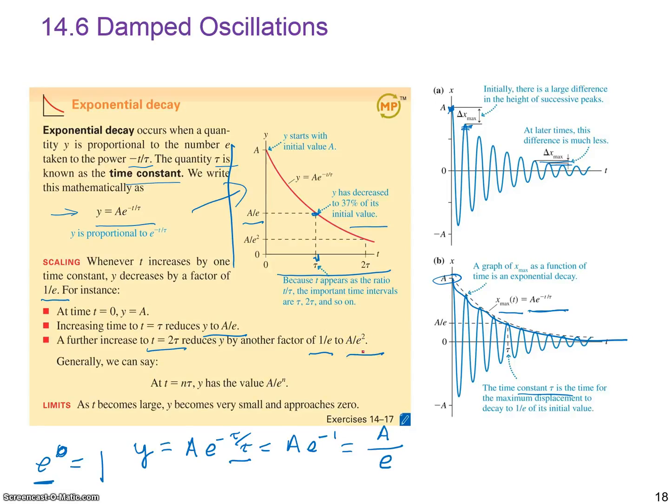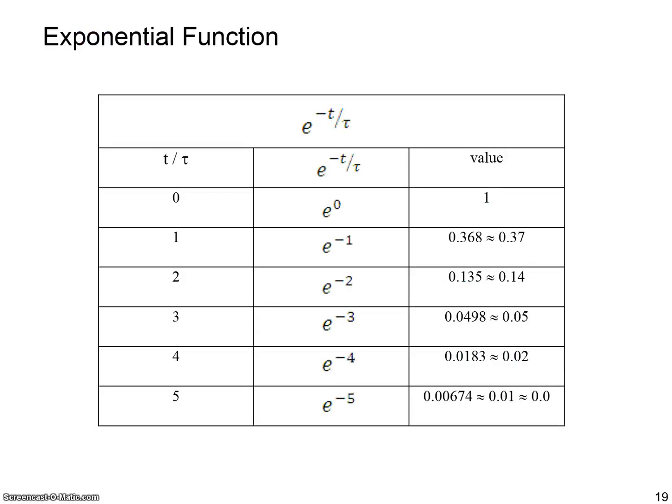Let me go to the next slide, and let's look at this ratio of t over tau a little more closely for an exponential function. I made a table here with different columns to look at this exponential function. The ratio of t over tau is what I've made in the first column. The time constant tau is fixed by the system. t is a variable.